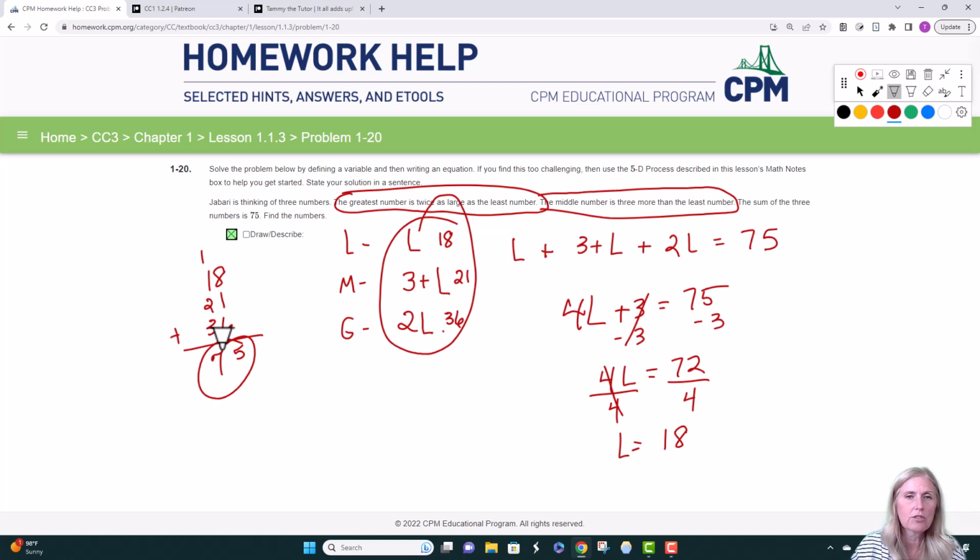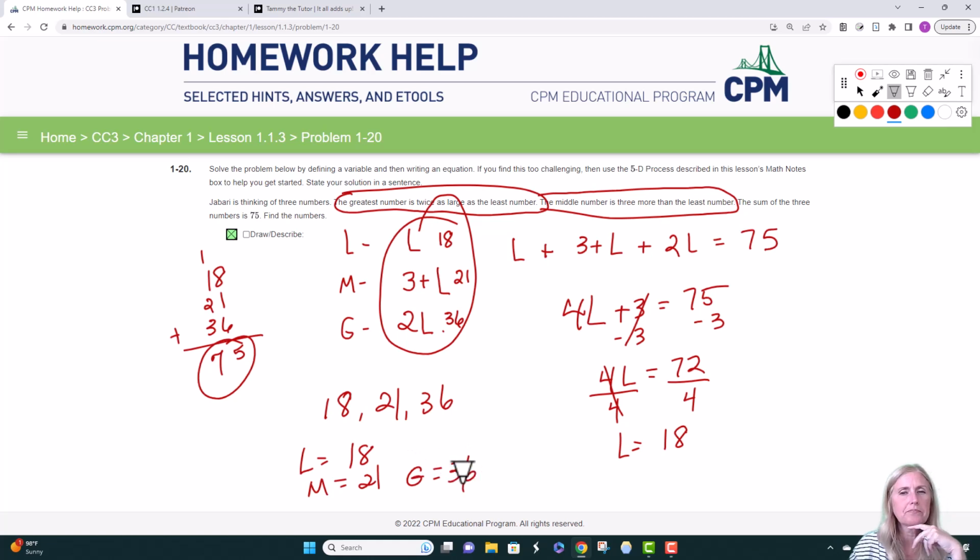So it says find the numbers. So when you're answering this, you could either just simply do it like this, or you could have said my least one equaled 18, my middle number was 21, my greatest number was 36, whatever you want. But see, it's not that bad.